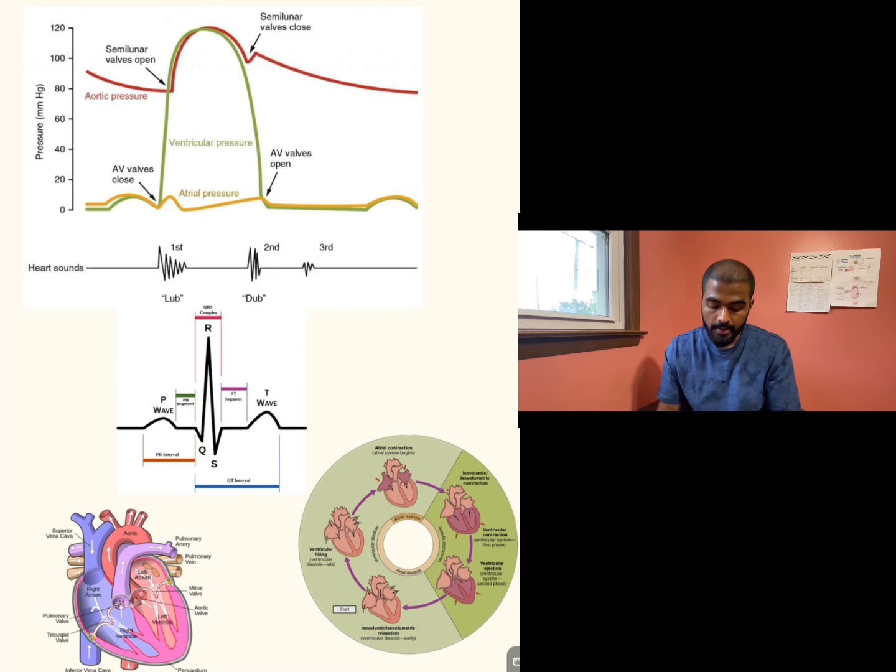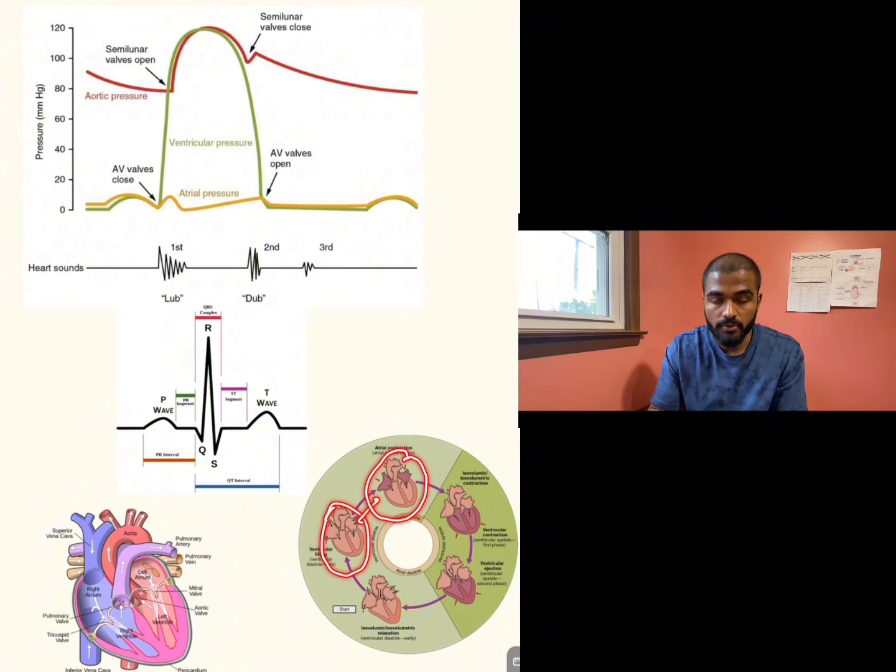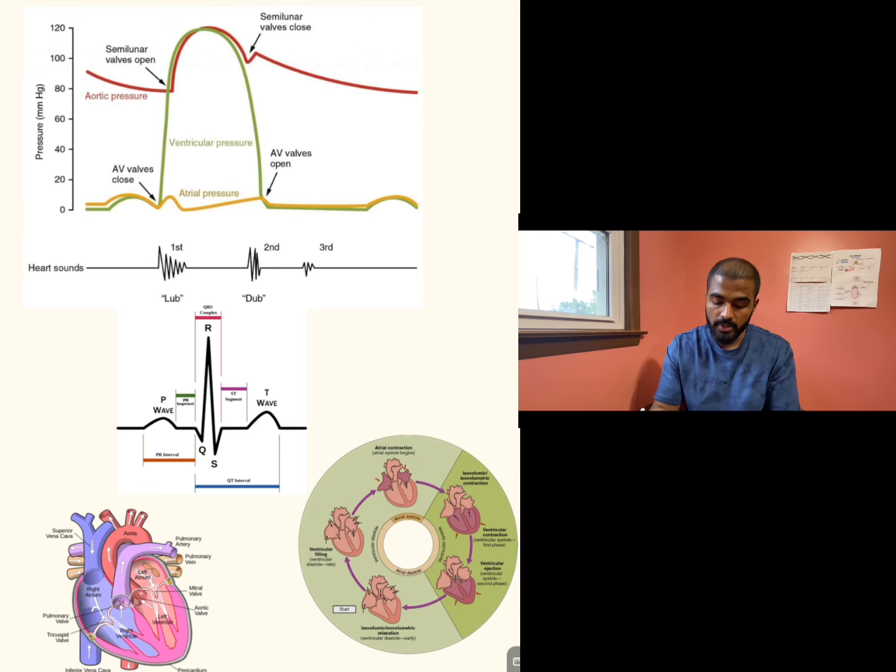And the cardiac cycle goes back to passively filling the ventricles. After that, the atrial contraction happens, and the remaining 25 to 30% of the preload comes into the ventricles. So that's what happens during the cardiac cycle.